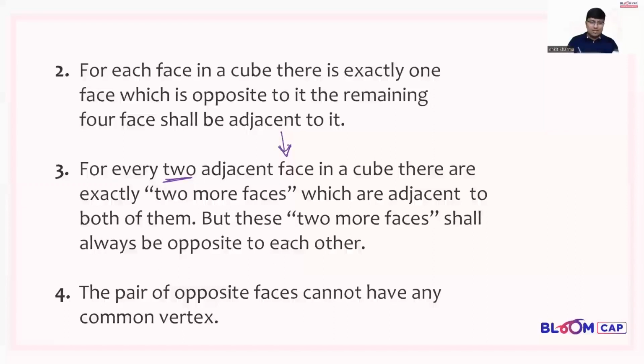Moving ahead. Now this is a very easy one. Property number 4 is a very easy one. It says the pair of opposite faces cannot have any common vertex. See, if the faces are opposite, how can they have a common corner point? Just imagine a cube. For example, the top face, the roof of your house, has corner points, the vertices at the top corners. And the opposite to it, the floor, has corner points at the bottom corners. How will they have a common vertex? So that is the point which you have to keep in mind, that the pair of opposite faces do not share a common vertex.